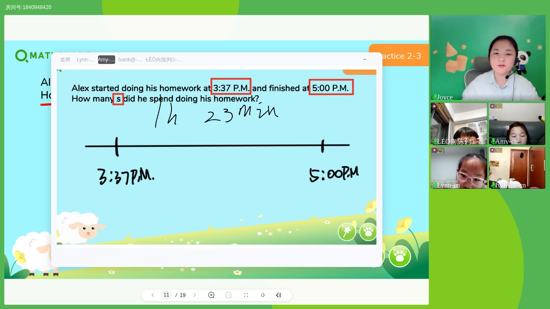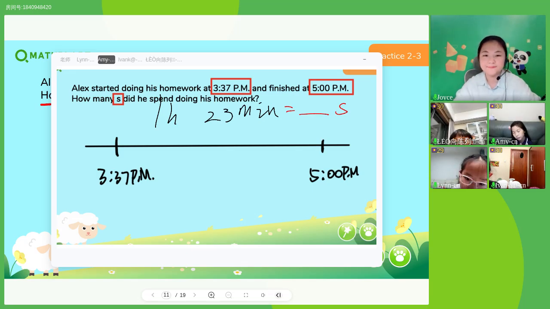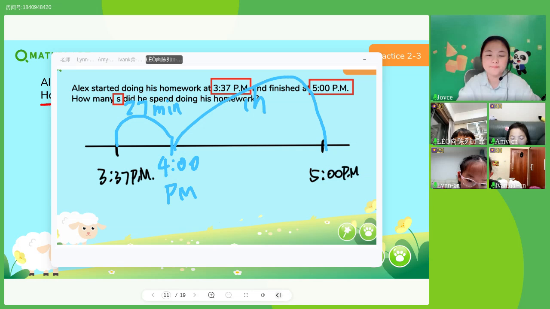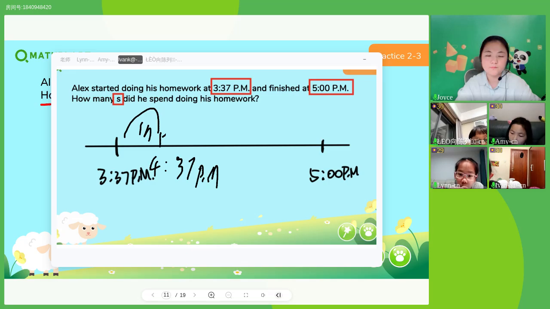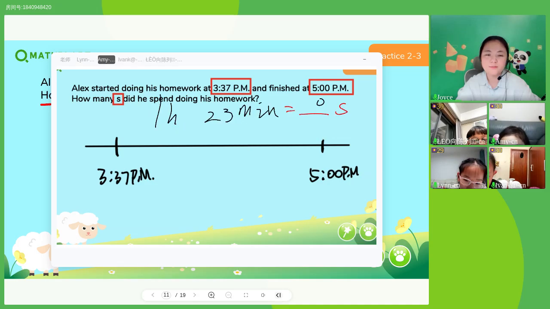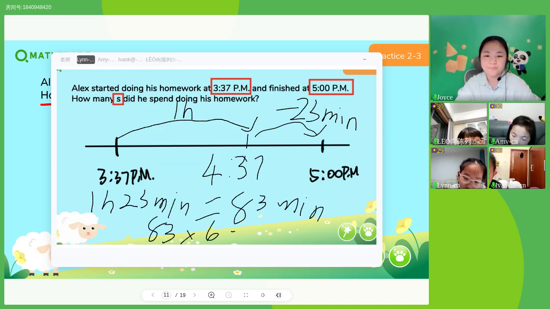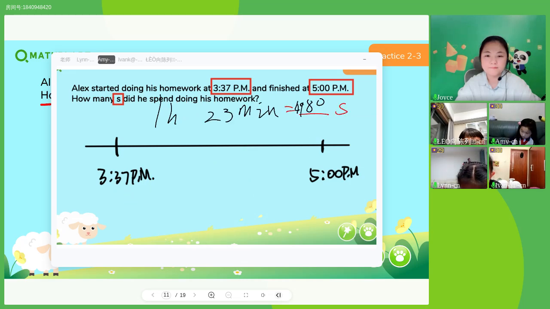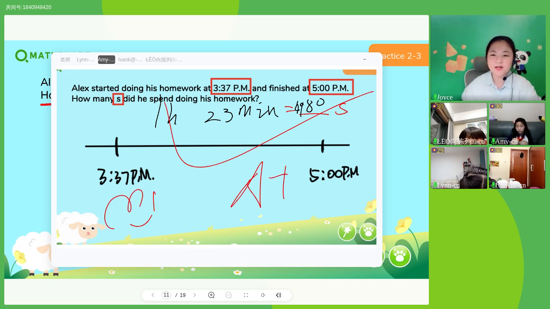Yes, Amy, and then we need to turn them into seconds, like equals how many seconds in total. Okay. 37 plus how many could be 60, Leo? 37 plus 23. Yeah. Then we need to turn them into seconds, right? That's quick, Amy. Yours is right. Very great job.